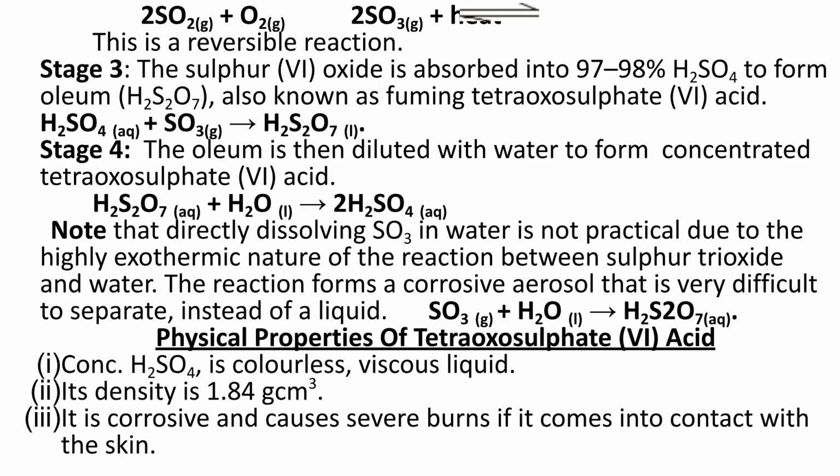Tetraoxosulfate VI acid, H2SO4, historically known as vitriol, is a strong mineral acid. It has numerous applications in chemical synthesis, fertilizer manufacturing, and lead-acid batteries. Industrially, tetraoxosulfate VI acid is produced using the conventional contact process.